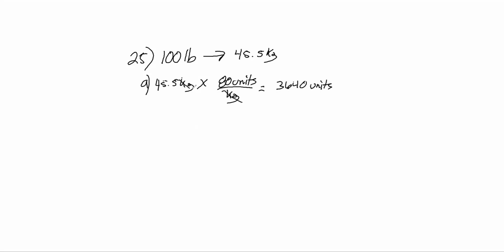Okay. I don't want units, I want milliliters. So I'm going to go back to step 2 of the protocol where it tells me that I have 1,000 units of heparin per milliliter. And then I'm going to get 3.64 milliliters, and I'm going to round that to 3.6 milliliters. So I only want it to the nearest tenth.